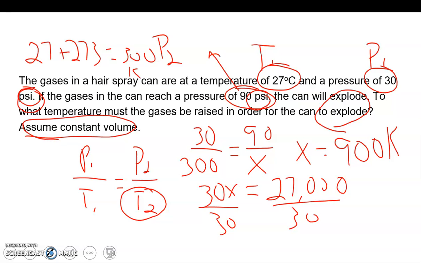Now 900 Kelvin, if I subtract 273, gets me to 627 degrees Celsius. That's pretty darn hot. So if I want to explode the aerosol can, I have to get it awful hot on the inside. Again, I don't know how accurate this is numerically, but you have to get it awful hot.